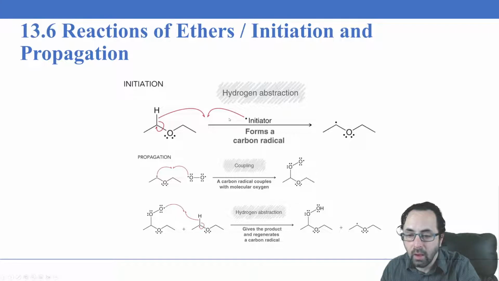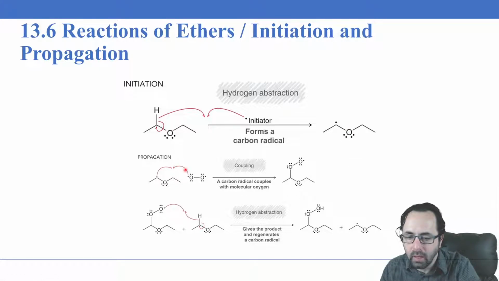But we start with a hydrogen abstraction, so the radical initiator here will form a bond with the hydrogen, and one electron will be left behind. This electron here is next to the oxygen atom. You have like this little bit of radical resonance going on, which is why this occurs.